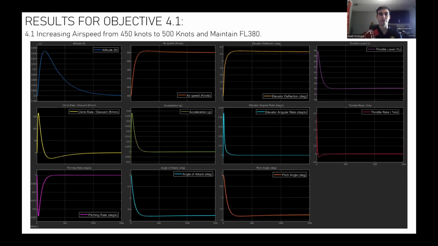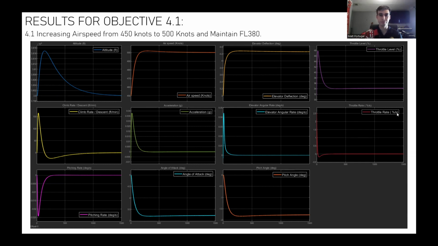These are the results for the first objective, increasing our cruising speed by 50 knots to 500 knots and maintaining the same altitude. The first graph on the left is the altitude graph, and it does have an overshoot of around 170 feet. Right next to that is the airspeed, which increases 50 knots relatively quickly to 500 knots. A couple of things to point out: the angle of attack decreased, the pitch angle decreased, and the elevator deflection angle increased. It does meet the requirement, though, of staying within plus or minus 20 degrees. And one more thing on the right is the throttle level percentage, which does stay within the requirement of 0 to 100%.